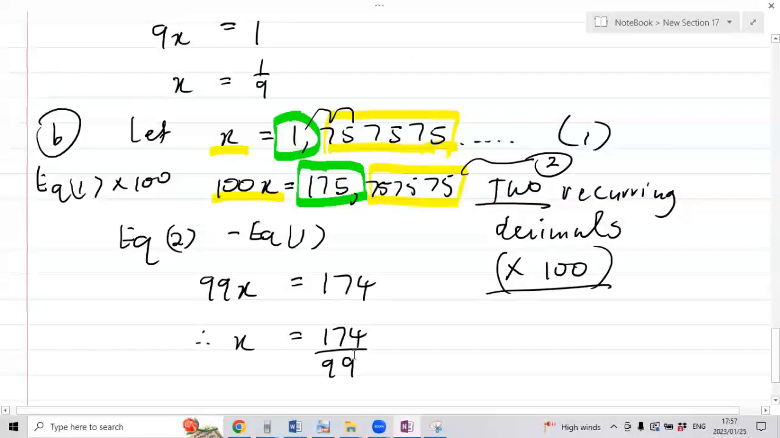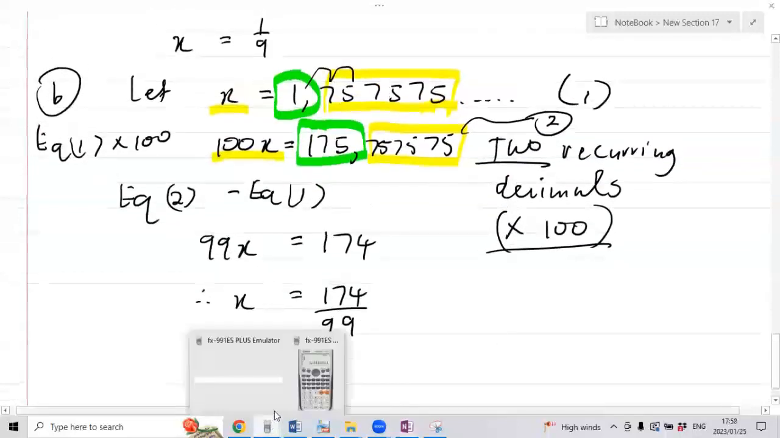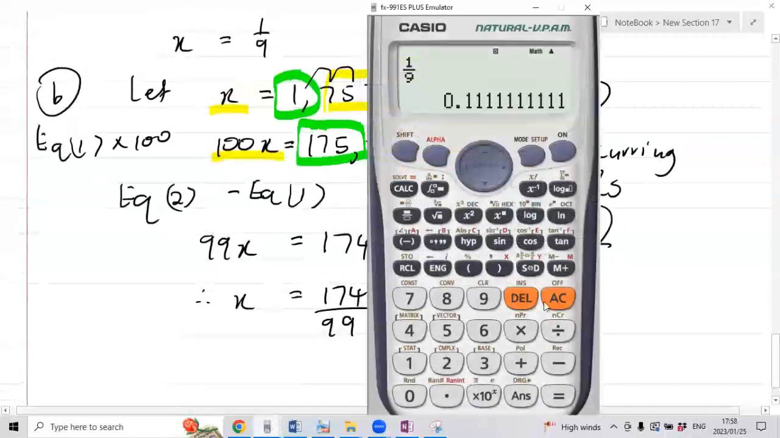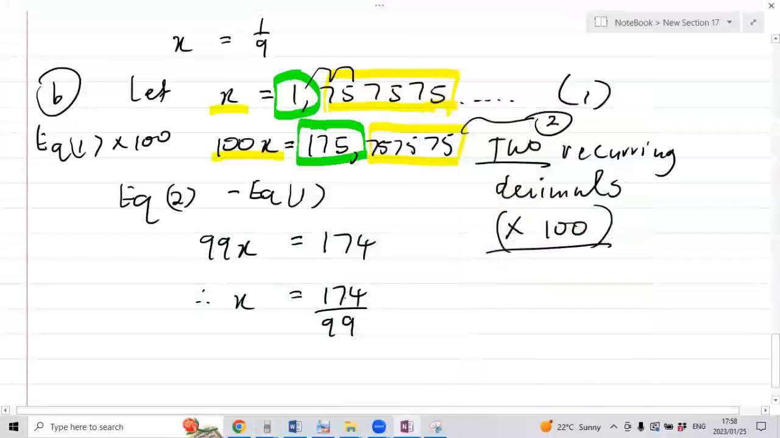Now let's check our answer, whether it makes sense. We can always check our answer using a calculator. So let's look at that. 174 over 99 equals 2. That's a simplified version. And there we go: 1.757575 and so on. You can see the recurring decimals here. Don't worry about that 8 there. So 174 over 99 is our solution.